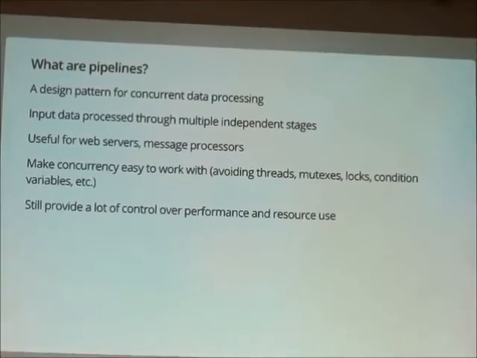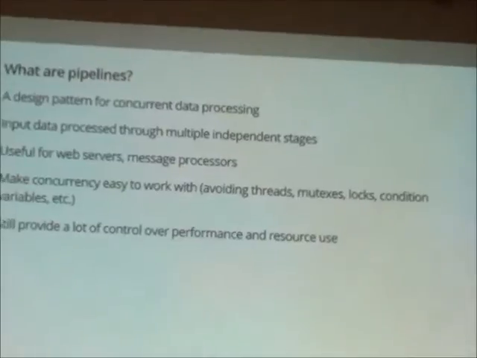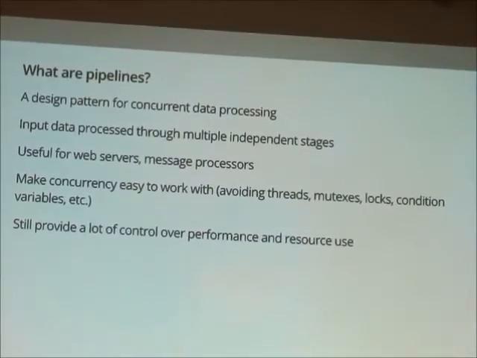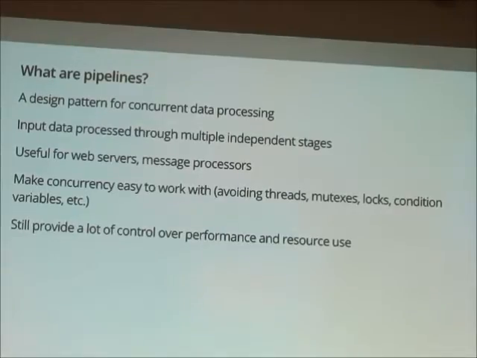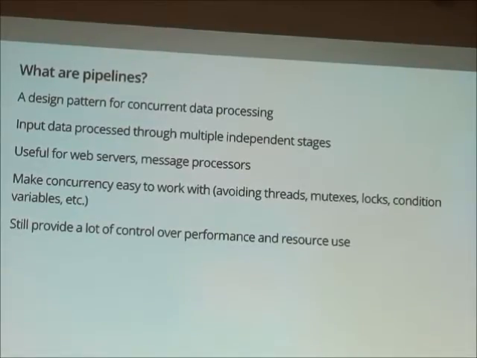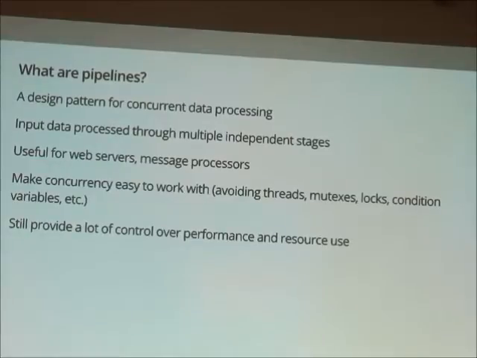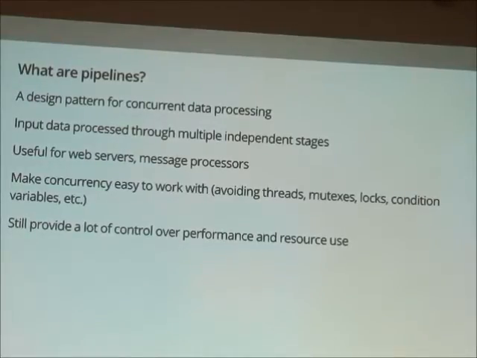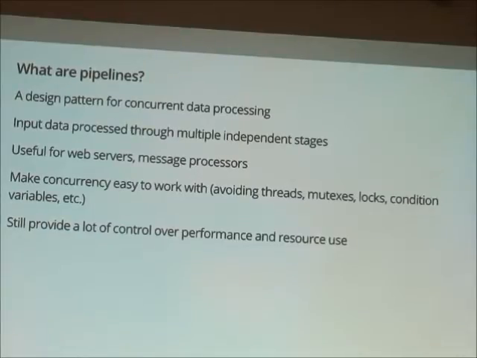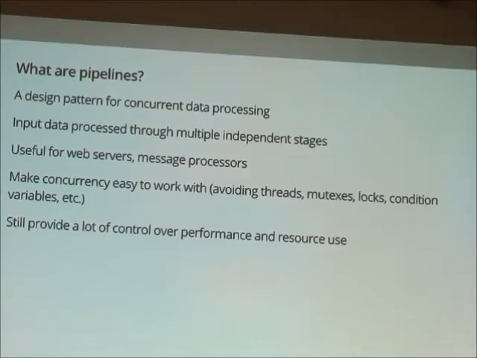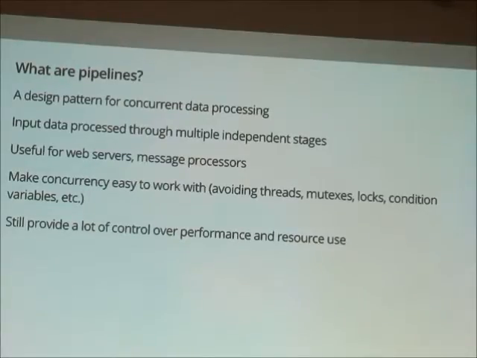We started talking about pipelines. Pipelines are a pattern for concurrent data processing. You have multiple independent stages where data flows in the first stage and then flows through. It's useful for web servers and message processors, where you want to do things in parallel, asynchronously. It can make concurrency easy to work with, so that you can avoid threads, mutex locks, and such. And it still provides a lot of control over performance and resource use.